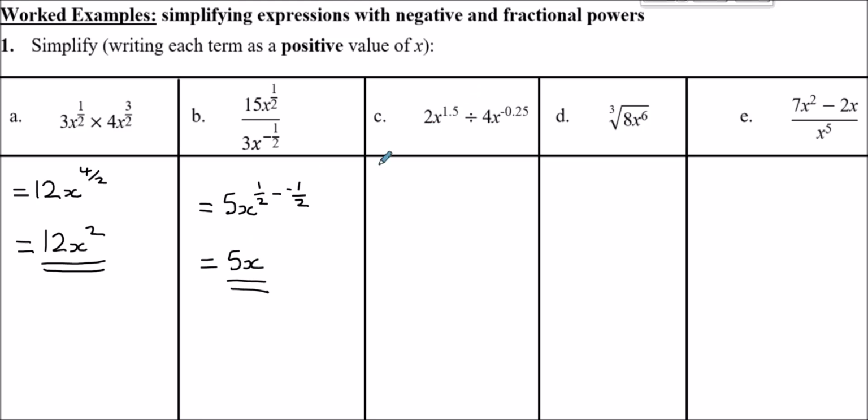Part C, same idea but now in decimal form, but the same rules apply. So coefficients, 2 divided by 4, let's leave this in decimal form because we've got decimals here, so let's be consistent. So that's going to be 0.5. Now we need to think about what the new power of x is. Well, we're dividing powers of x. When we divide, we subtract the powers. So 1.5 minus 0.25 is going to be the power 1.75.